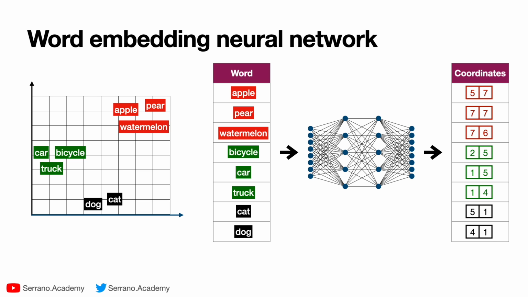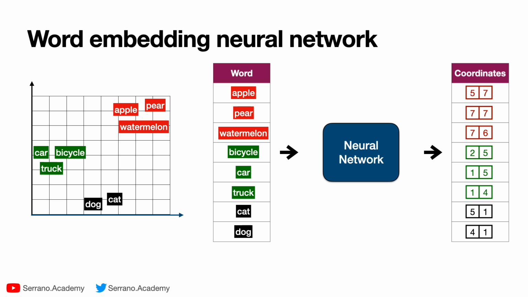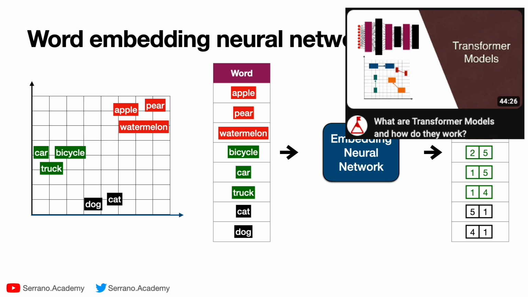So the first of our neural networks in Stable Diffusion is going to be this neural network over here. It's going to be called an embedding neural network, and it's the one that takes words and turns them into numbers. How do these get built? Well, it's a very complicated process, and if you'd like to learn more, check out this video on my channel called What are Transformer Models and How Do They Work? In that video, I talk about word-to-vec, which is a pretty useful way to build embeddings.